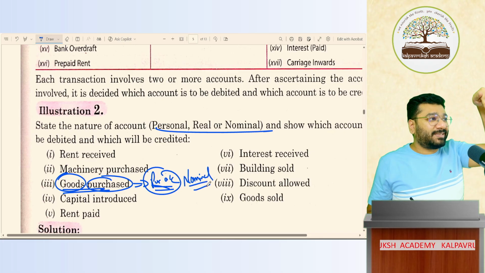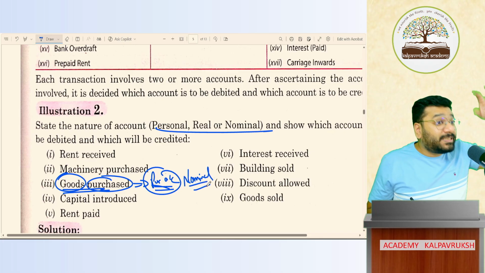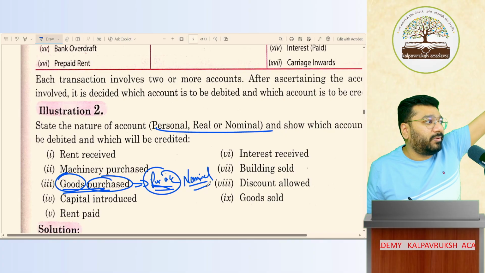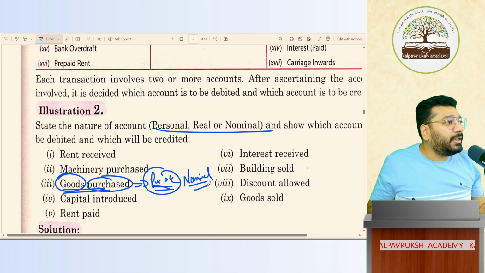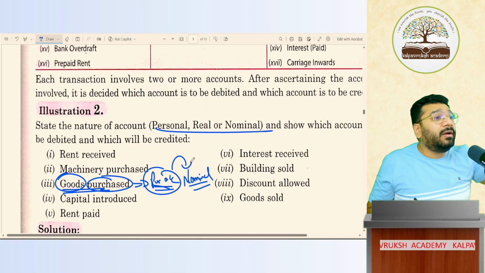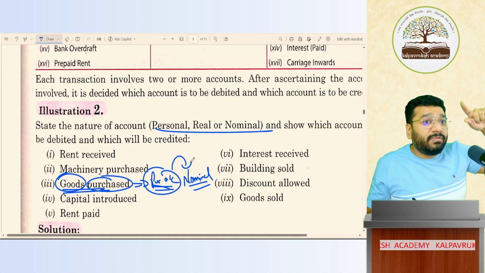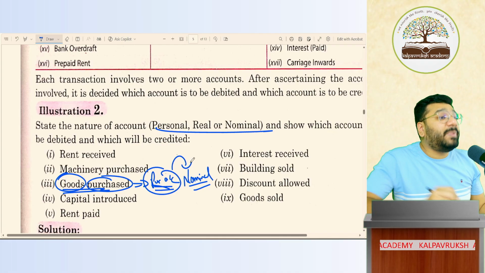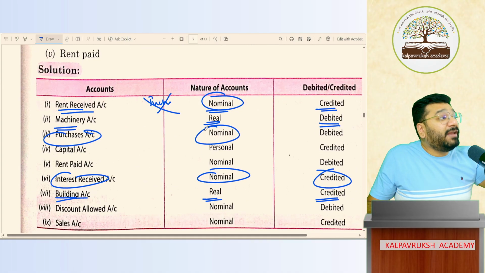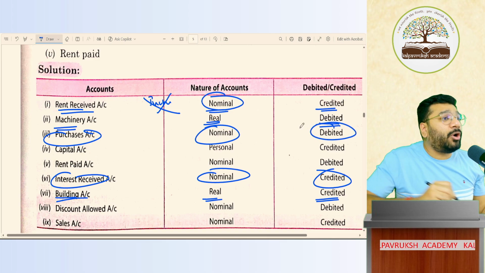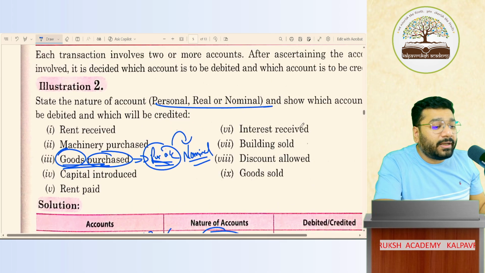Why not expense? You don't write expense or income. Expense classification is as per modern rule. As per golden rule, the classification is personal, real, and nominal. Clear or not clear? The purchase above was nominal. Being a nominal account, we have to debit expenses and losses. So purchase is nominal, and whenever you buy the goods, you'll debit the purchase account. Got it, not got it?